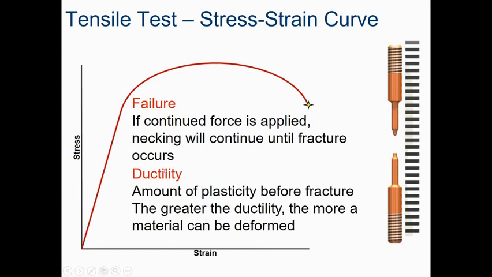One term that's associated with failure and associated with fracture is what's called ductility. And what ductility means is how long this plastic region of my curve is. The longer this curve, the longer this region, the higher the ductility of the part. The shorter, that is a very brittle type of material.